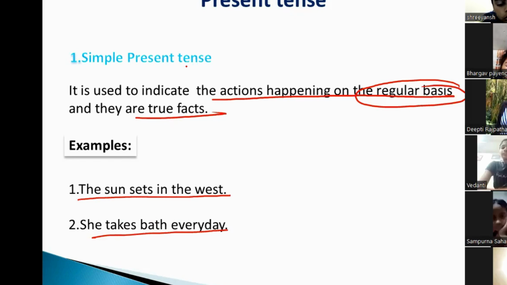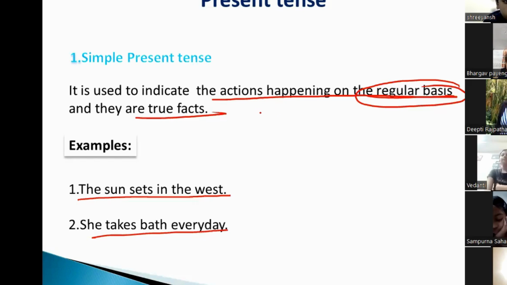So simple present tense basically is used to indicate the actions happening on a regular basis, and true facts, universal facts. And also to indicate likes and dislikes, like I like chocolate. That should be represented in the simple present tense. Got it, everyone?